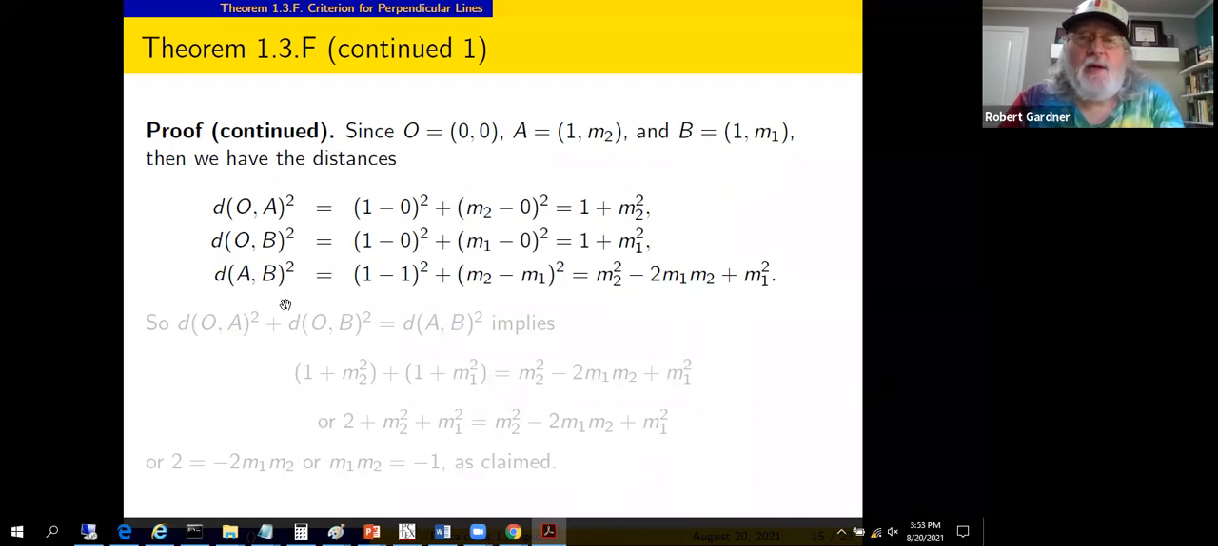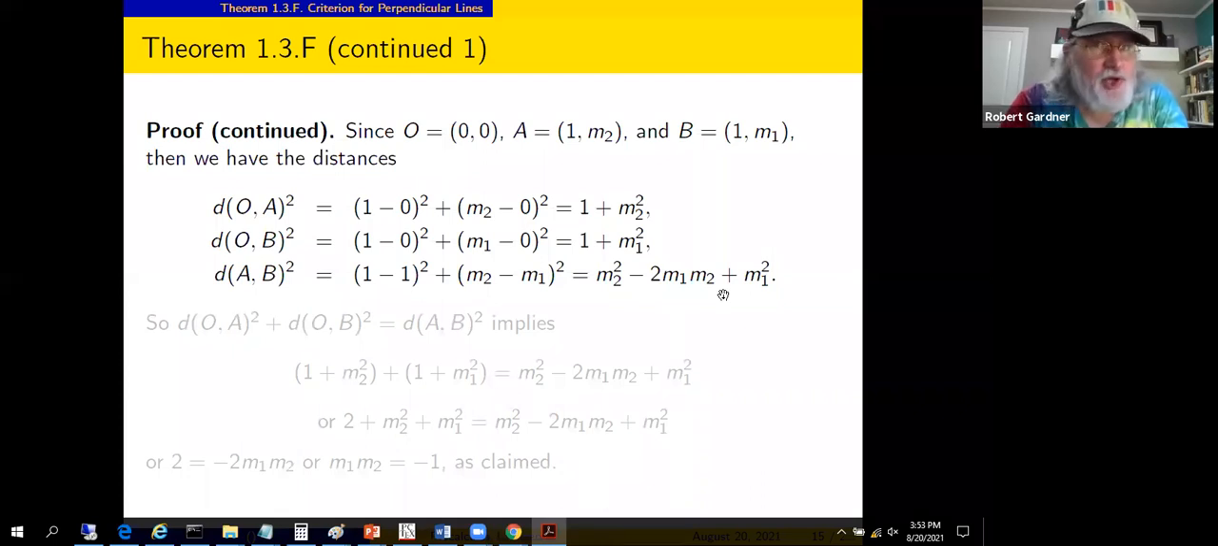Distance from A to B, a little bit more complicated, would be change in x coordinates, 1 minus 1 squared, plus change in y coordinates, m2 minus m1, say, squared, or m1 minus m2. Order really doesn't matter in this one. We're squaring, and any negative signs get absorbed in this. So 1 minus 1 is 0, we lose that. Square this out, we'll get first one squared, minus twice the product, minus 2 m1 m2, plus the last one squared. So there's those three distances.